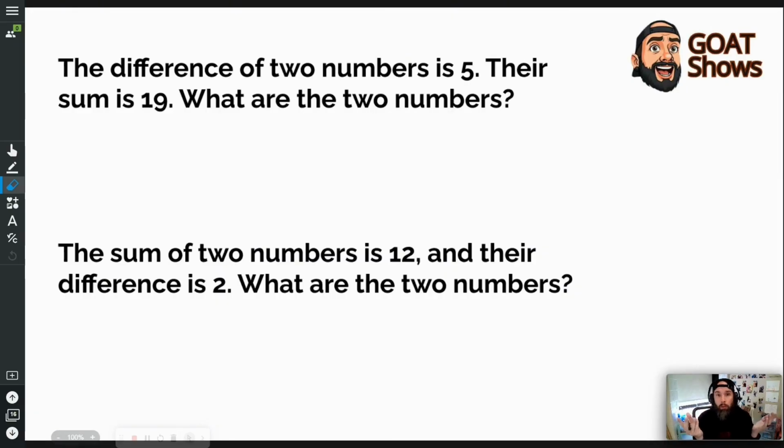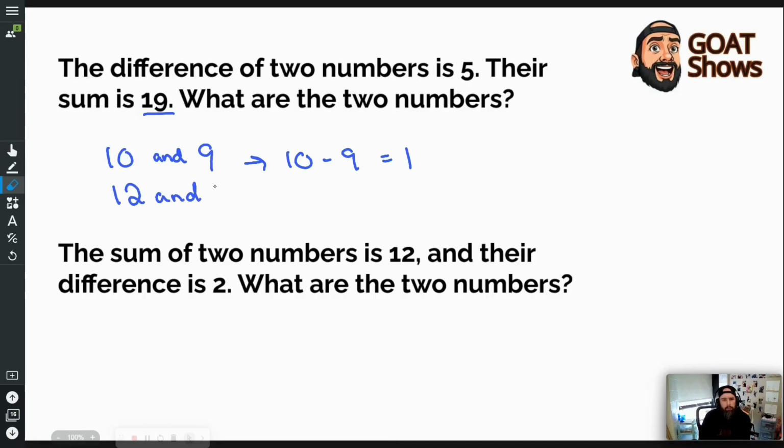I like to think of numbers that add up to 19 first. It's always easier to come up with the numbers that you add up to first, and then we try them out. How about 10 and 9? Now, 10 plus 9 is 19. But 10 minus 9 is 1, so I'm not even close. So what other numbers could add up to 19? Let's spread these numbers apart a little bit. How about 12 and 7?